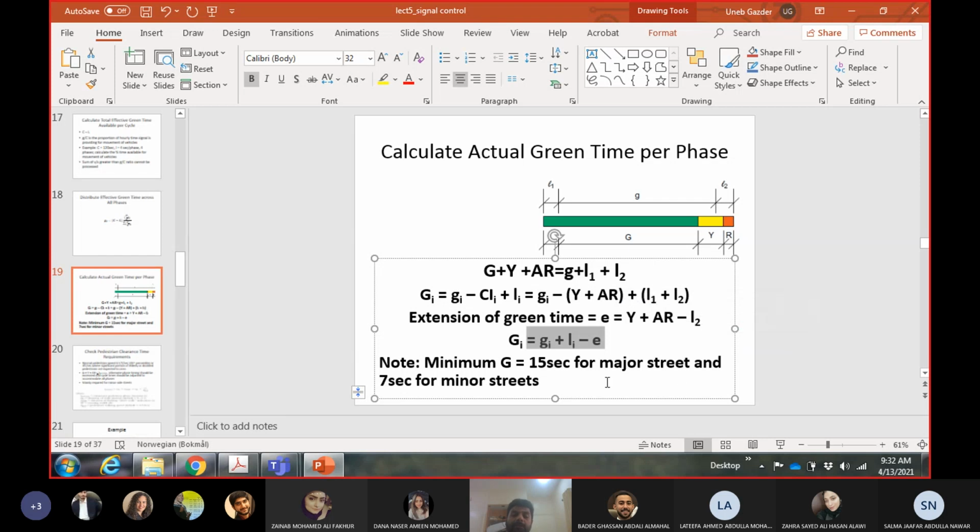Then the minimum green times are given: 15 seconds for major streets through movement and 7 seconds for minor streets. Once you calculate the green time, you check it with these values. If you are not getting these values, then you replace the actual green time with the minimum. For example, if the actual green time was 10 seconds and the minimum is 15 seconds, replace 10 with 15, and then you increase the cycle time accordingly.